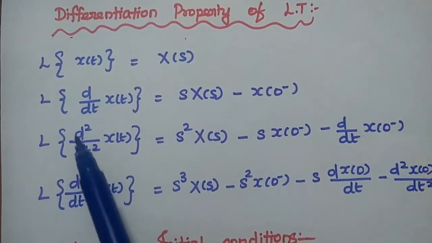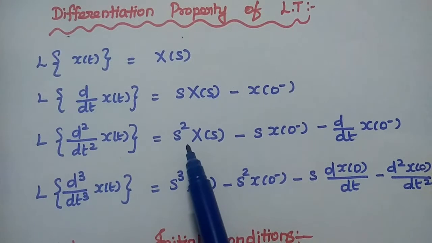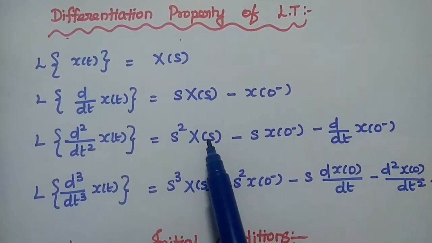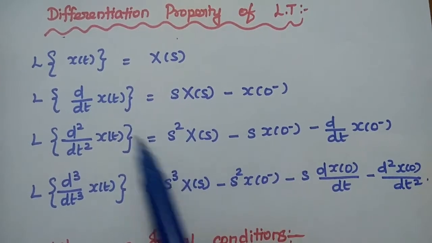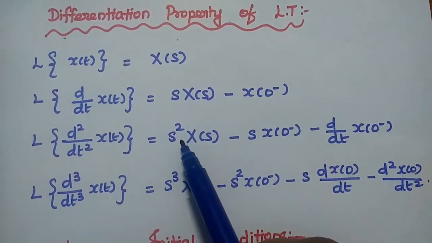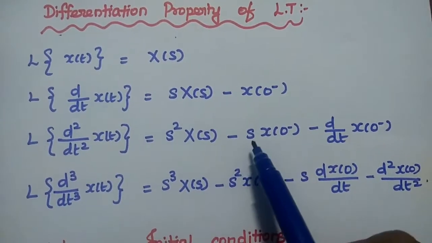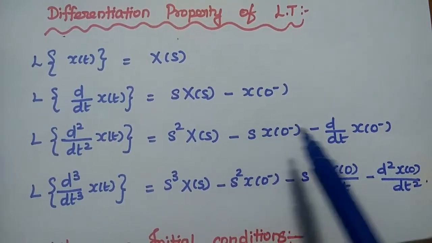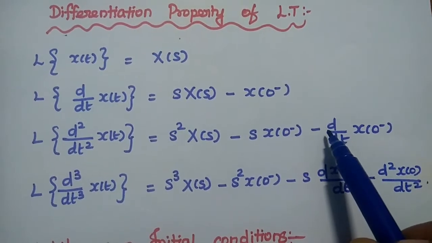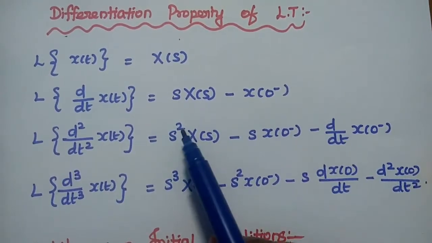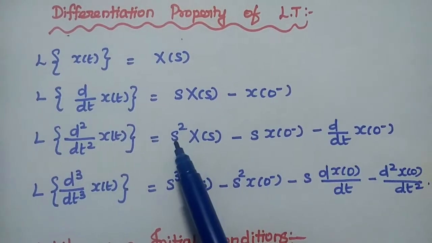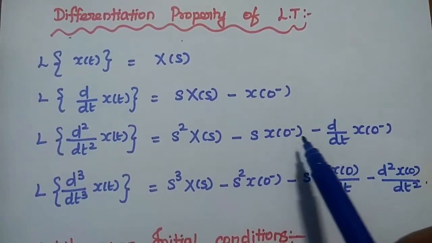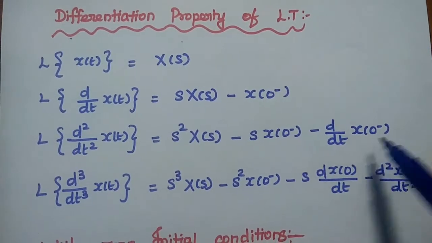If we are having second order differentiation, we can get the transformed value as s squared X of s minus s. Here degree 2 means first we start with s squared. Then we can have s, that is 2 minus 1, and then s power 0. So we have to reduce the degree like this. So s squared X of s minus s into x of 0 minus d by dt of x of 0.